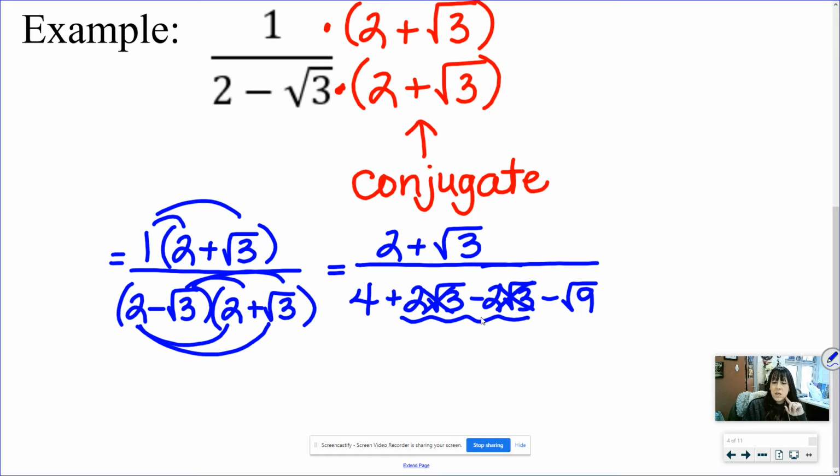Well, the reason they cancel each other out is because I chose to multiply by the conjugate, and the conjugate creates a difference of squares situation. Remember where the parentheses look the same, but one's a minus and one's a plus? That means that if we do it correctly, every single time we use a conjugate, the middle terms should cancel one another out. So we're getting closer to the goal of having no radicals in the denominator.